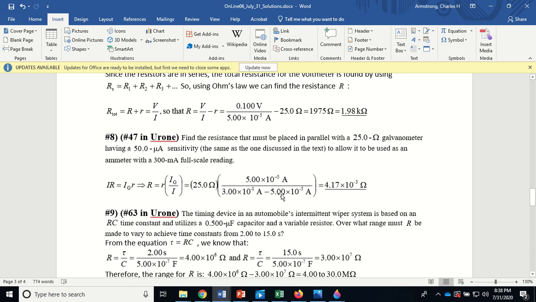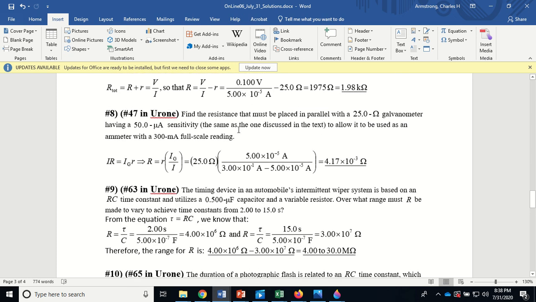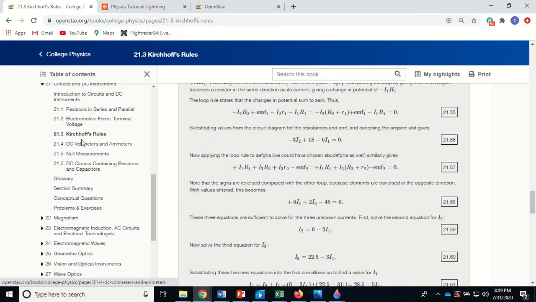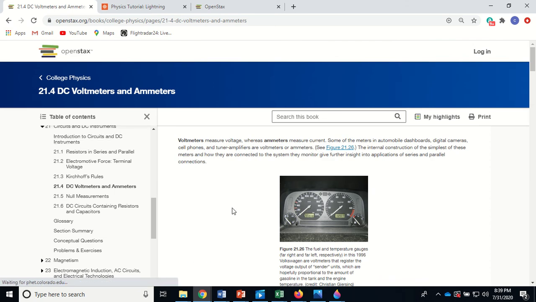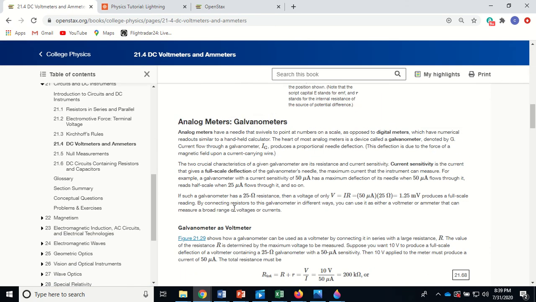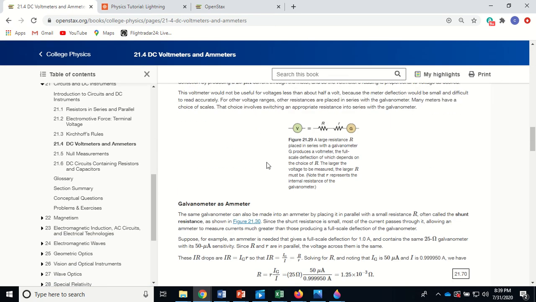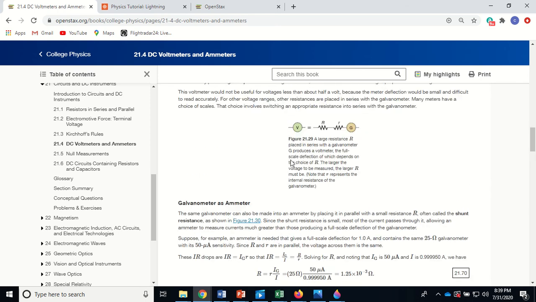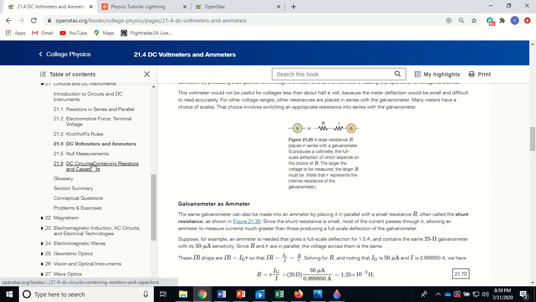What's this? Okay, this is for making the galvanometer into an ammeter. I didn't get that far tonight. That's the very next thing in your textbook. We did the voltmeter, and then the next thing is the ammeter, but I'm getting tired. So we're going to leave it there tonight. I'm trying to get some rest up for tomorrow. We're not going to spend any time with null measurements. We don't have time. We need to do DC circuits containing resistors and capacitors.